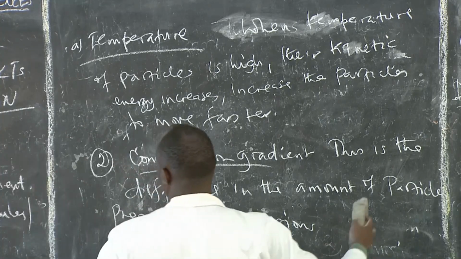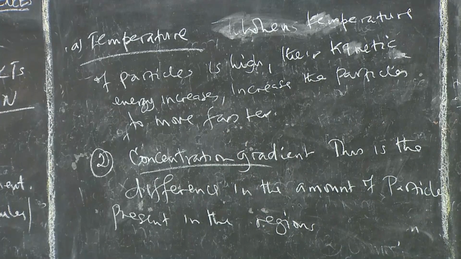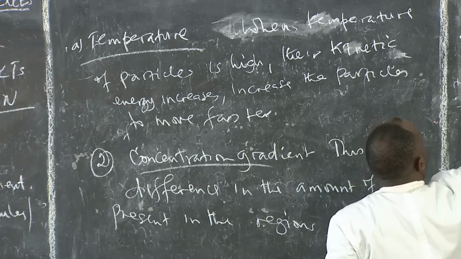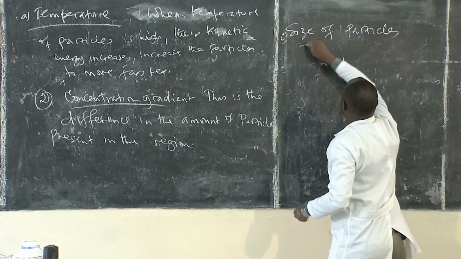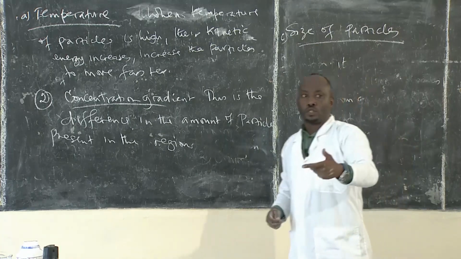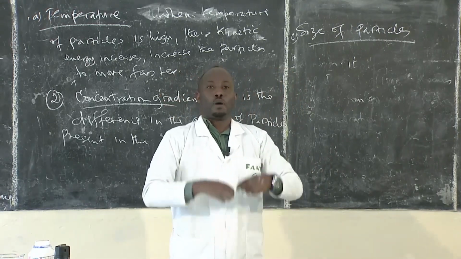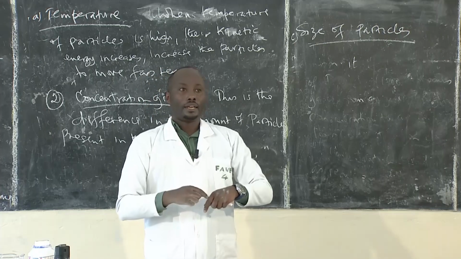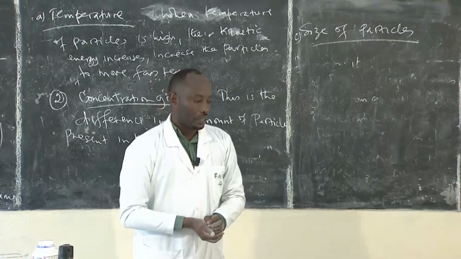Let me tell you another one, which is the size of the particle. That is C, size of the particles. Smaller particles move very fast. Large or heavy particles move very slowly. So the smaller the size of the particle is, the faster the rate of diffusion. But the larger or heavier the particle is, the slower the rate of diffusion. Take a note about this.